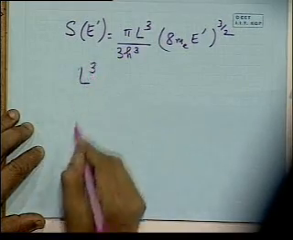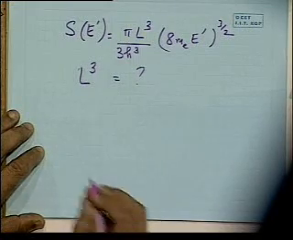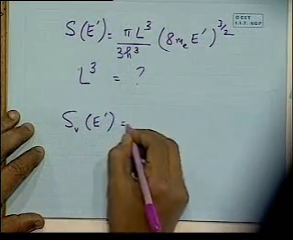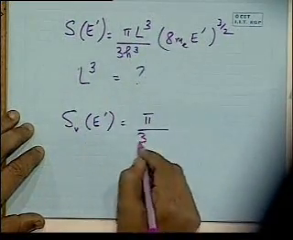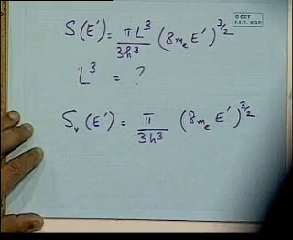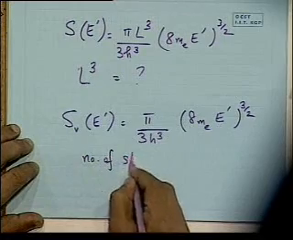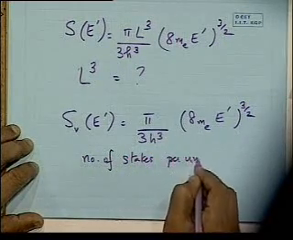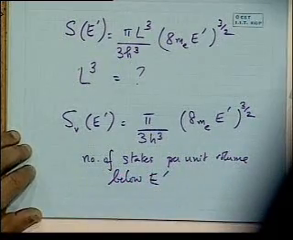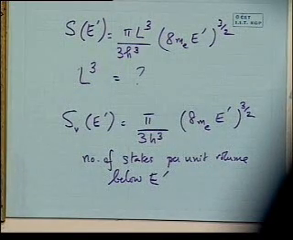Now what is L cubed? Volume of the solid, right? So now when we are thinking in terms of per unit volume, I've got divided by L cubed to get pi by 3h cubed, 8m E dash to the 3 by 2. So this gives me the number of states per unit volume below E dash, which if you remember is what we were looking for in order to calculate our density of states.